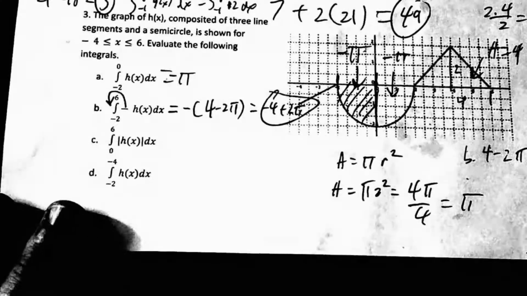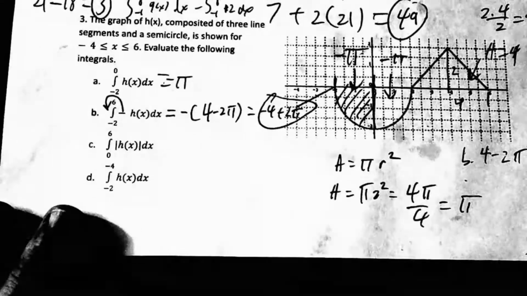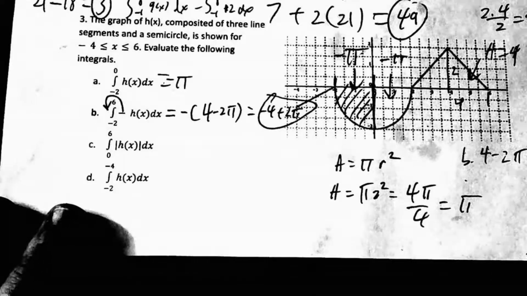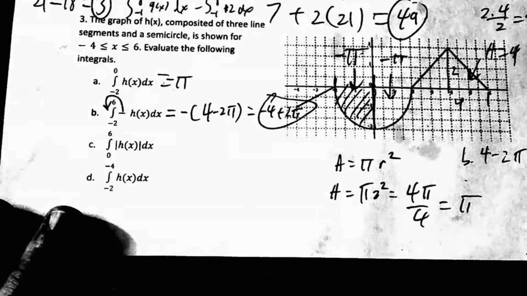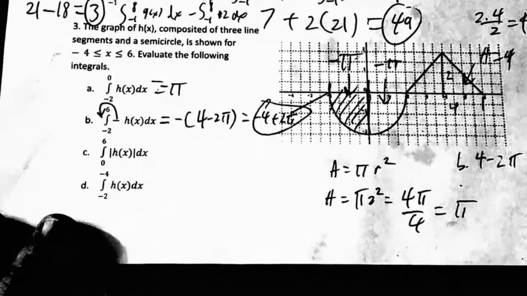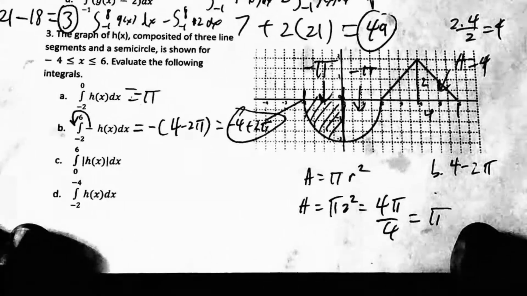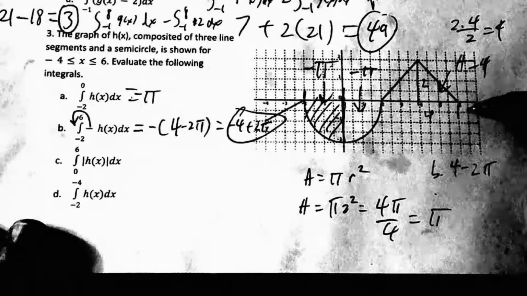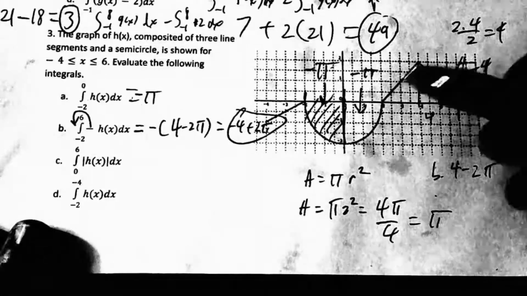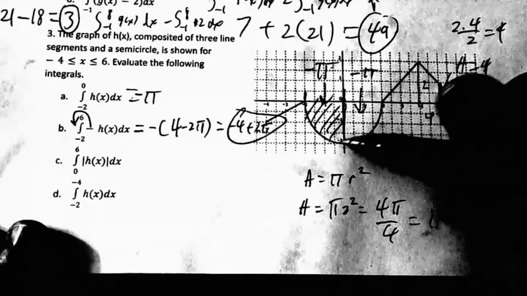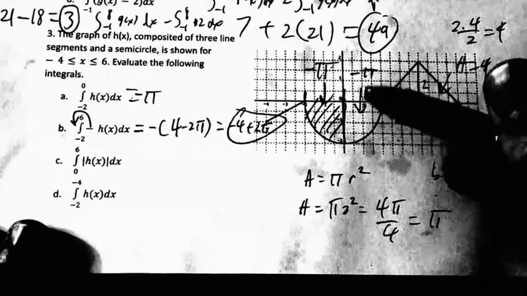Next one. Area from 0 to 6 of the absolute value of h of x. So absolute value means make it positive, right? So whatever the value is, it's positive. Okay. So for 0 to 6, we know that this region is already 4. That's not going to change because it's already positive. But then we have this negative pi from 0 to 2. See how it's negative pi?